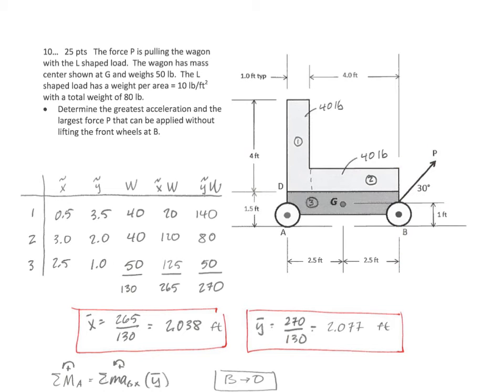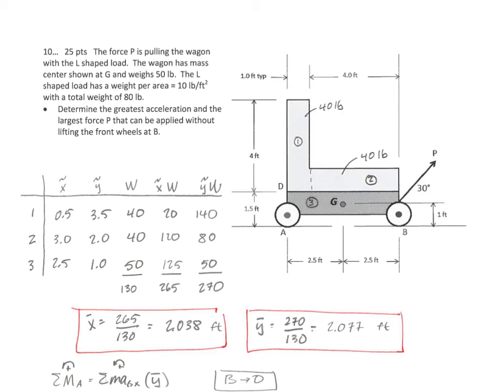So there's more than one way to solve this. I solved it by finding the common center of gravity for the load and the wagon together. So the load I divided up into 2 pieces, so that this was the same area as this one, and they each weighed 40 pounds. The wagon weighs 50 pounds with its center of gravity there. Built a little table, and I found that x bar is equal to 2.038, and this is all from the reference. So there's my x bar, 2.038, and y bar is 2.077 from that reference.